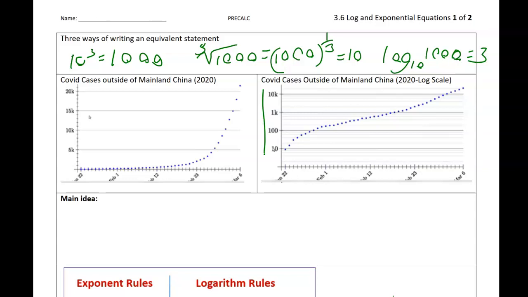So notice the scale goes from 10 to 100 to 1,000 to 10,000, right? So that is not a linear scale like we're used to. This is called a log scale graph. And notice what it does to our data, right?